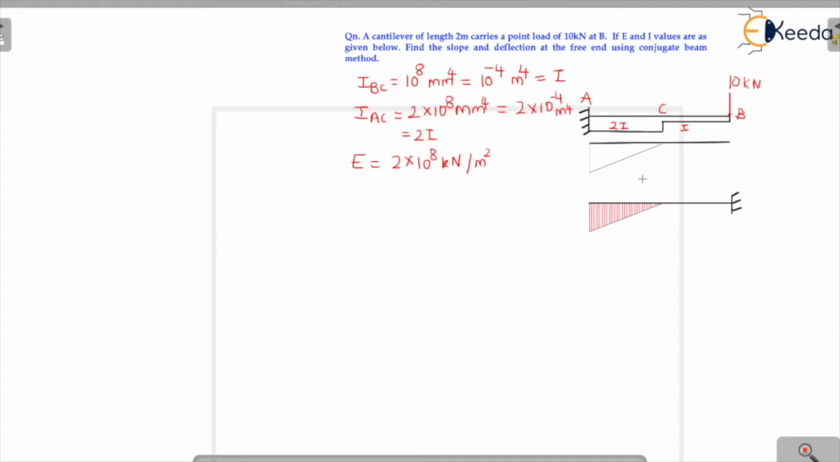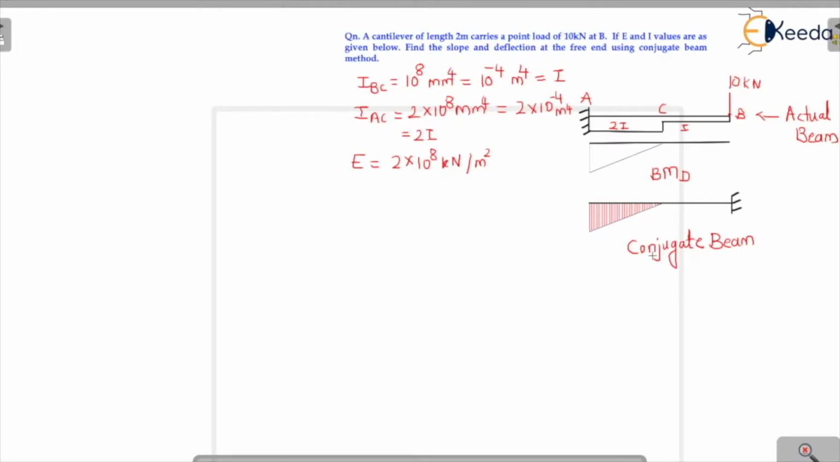So we have to first draw the bending moment diagram. We have to draw the bending moment diagram and then we'll come to the conjugate beam, by doing the required changes to the actual cantilever. So this is our actual beam. This is our bending moment diagram and this is the conjugate beam.